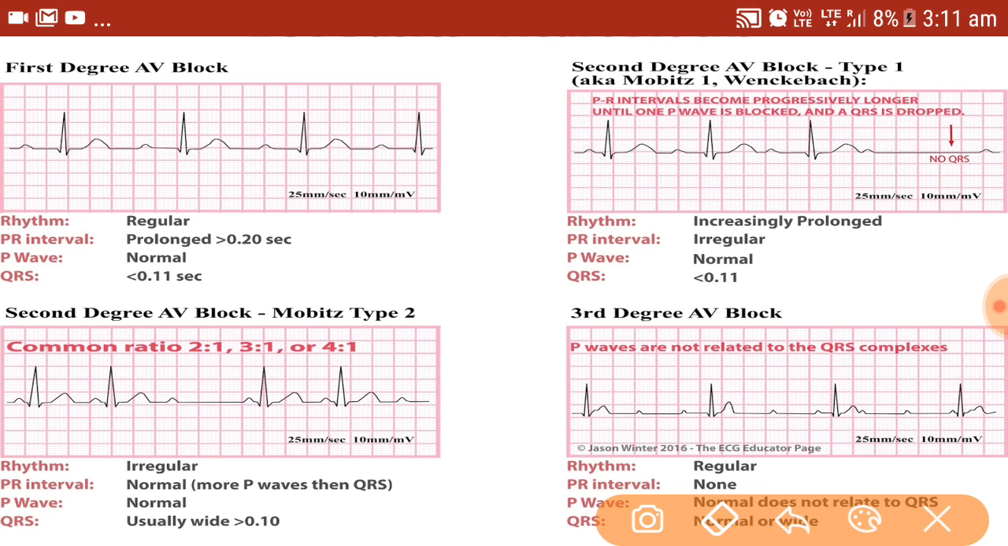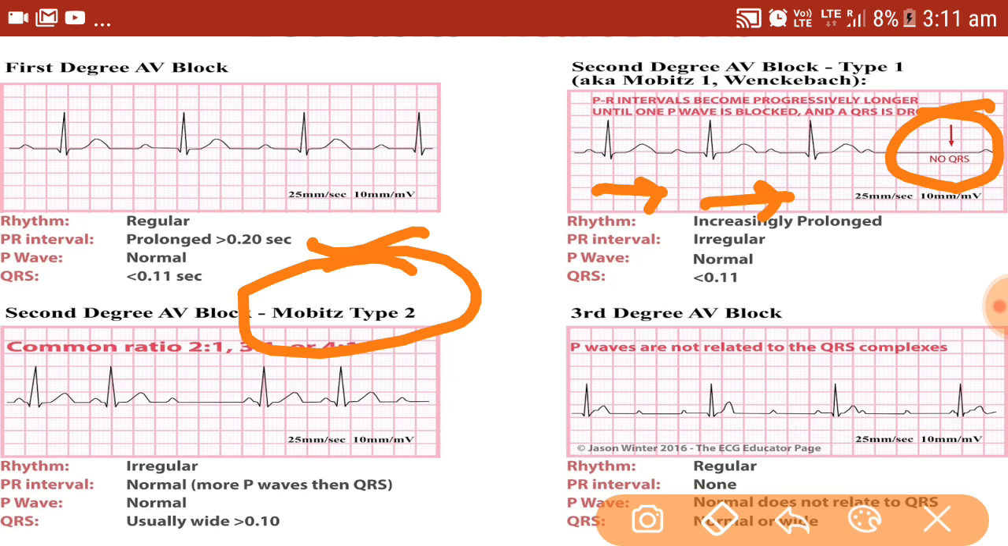In first degree, again you see just the PR is prolonged, everything is normal. In second degree Wenckebach, the PR interval becomes progressively longer until one P wave is blocked, and then a drop. In second degree Mobitz type 2, the PR interval has increased, but there is a drop after some ratio, like two waves are normal, then a drop, like three waves are normal, then a drop; they have some ratio like 2:1, 3:1 type of block.